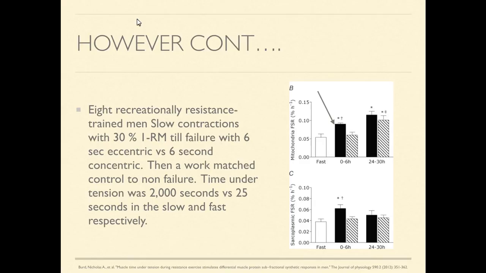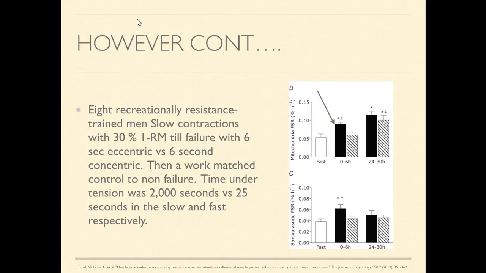Also, in this study, 8 recreationally resistance trained men did slow contractions with 30% 1 arm till failure and 6-second eccentric versus 6-second concentric. Then they had a work matched control to non-failure. So time under attention, so basically what they did was 30% 1 arm till failure with 6-second eccentric versus 6-second concentric. And again, they had a work matched control to non-failure. So basically, one group that just went normal repetition cadence, okay? That's very important to understand.